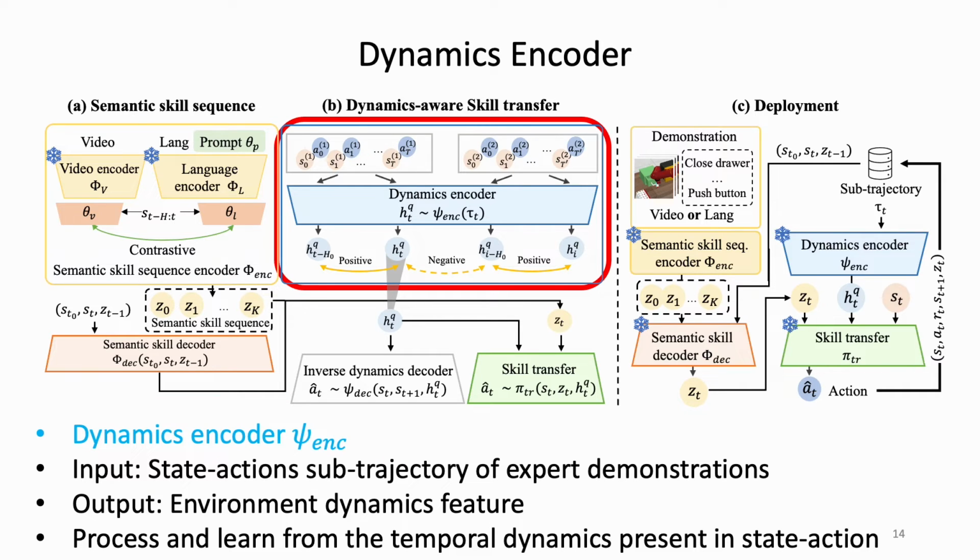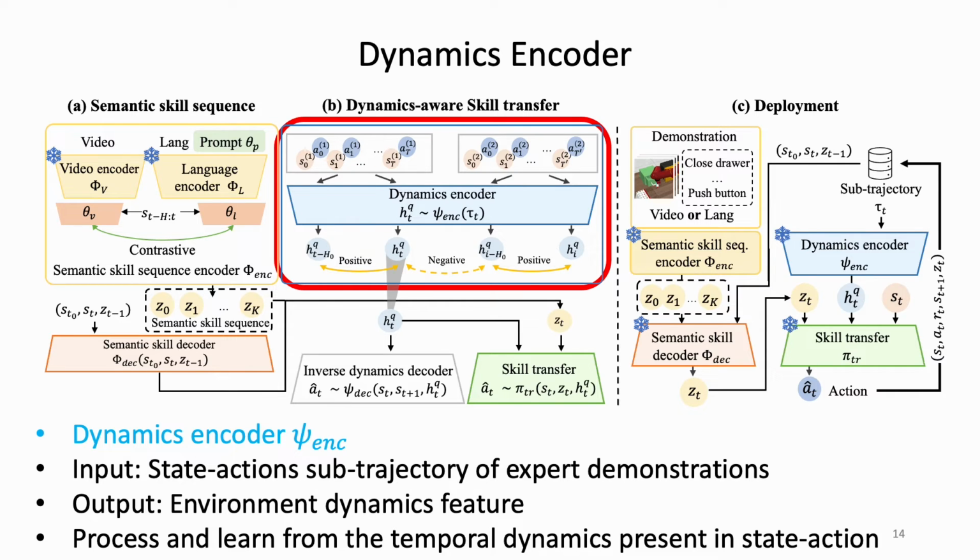The previous section detailed the process of extracting task information to be performed from a video. Now, we turn to predicting environmental features to adapt to the environment. The model for predicting these features is the dynamics encoder. The input to the dynamics encoder is the state action sub-trajectory from an expert demonstration, and its output is the environmental dynamics feature.